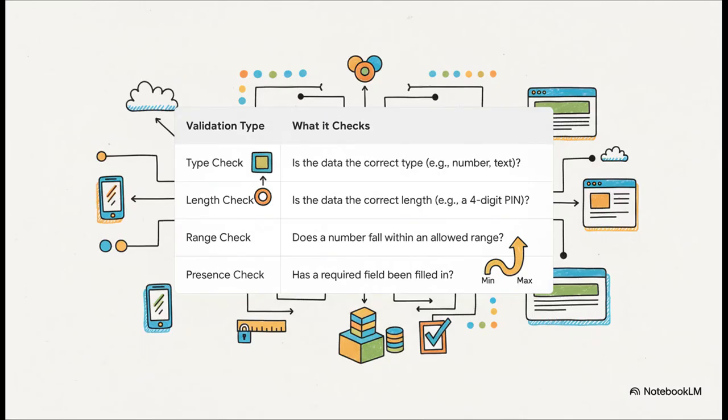And the databases themselves enforce these rules automatically. A type check makes sure you can't enter your name in a phone number field. A length check makes sure your PIN is exactly 4 digits, not 3, not 5. And a presence check just makes sure you don't leave a required field blank. These simple little rules are the first line of defense for data quality.